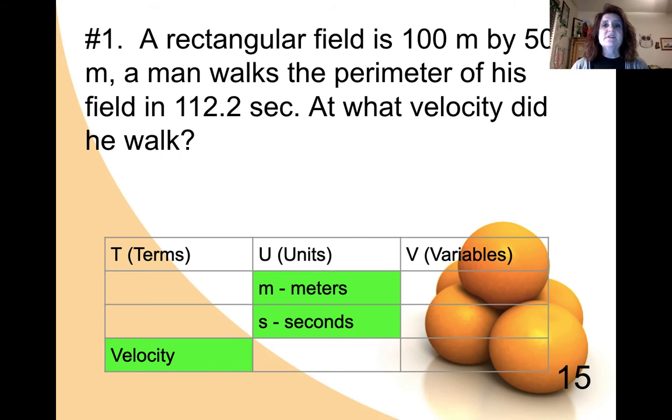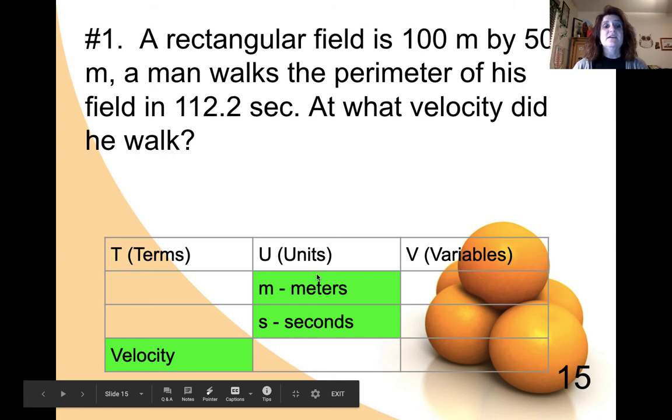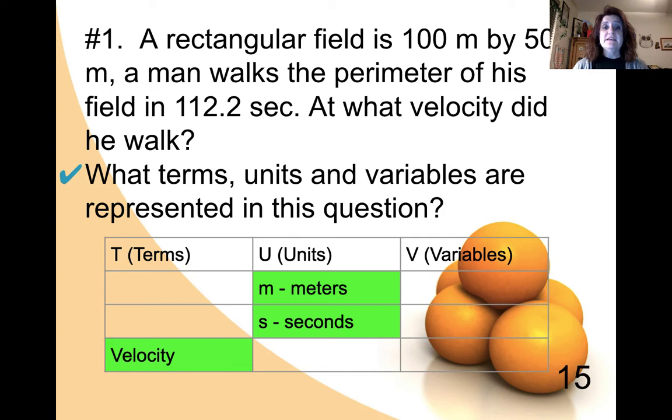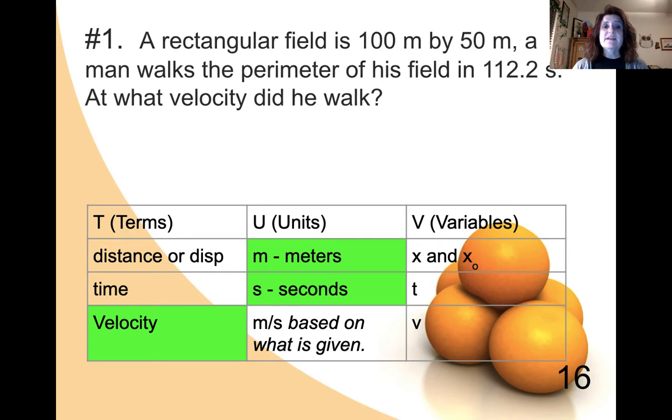A rectangular field is 100 meters by 50 meters. A man walks the perimeter of his field in 112.2 seconds. At what velocity did he walk? So if you look at the problem, you should notice that you have an m. M is a unit of meters. You have sec, or s for seconds, a unit again, and then you have the word velocity. That's all that you're given in the problem. From that, you have to fill in everything else. That would look like this.